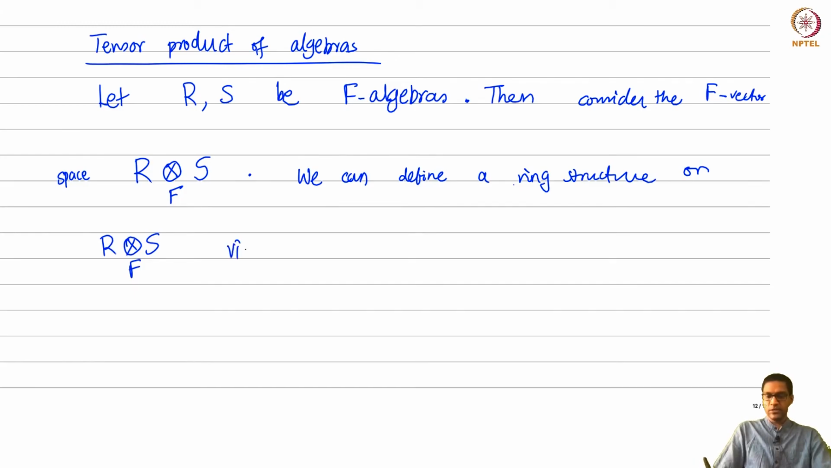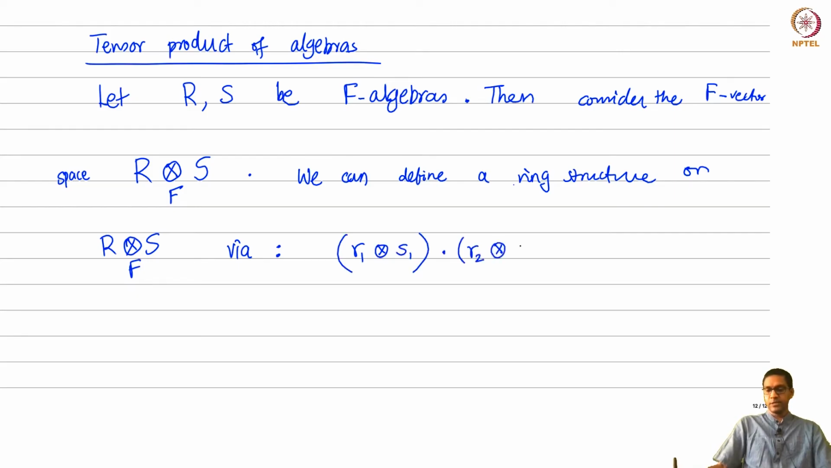Okay, well, how can we do this? Well, again, let me just tell you what the final answer is in terms of the decomposable tensors. Let's take a simple tensor of the form R1 tensor S1 and multiply it by R2 tensor S2. I would like it to be that I can multiply R1 and R2 in the ring R and S1 and S2 in the ring S. So look at R1 R2 tensor S1 S2.